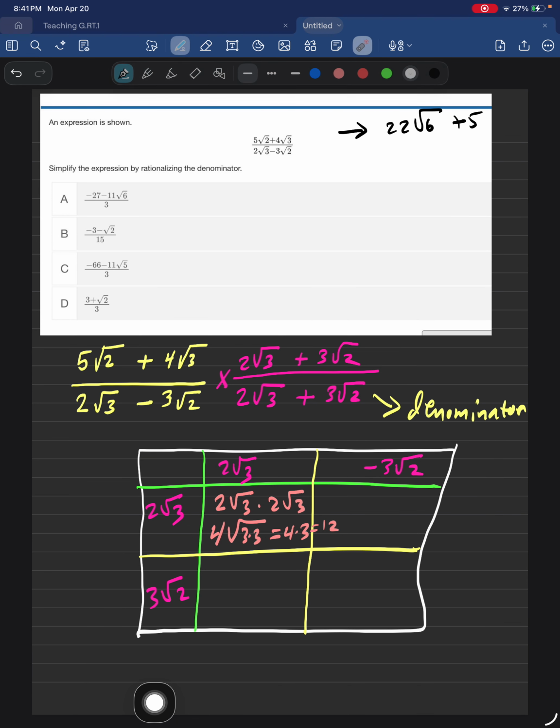Now we can keep going with 2 square root of 3 times negative 3 square root of 2 as follows. So we have 2 square root of 3 times negative 3 square root of 2. Now we have 2 multiplied by negative 3, which is negative 6. Then we have square root at this side and square root at this side. So we take the same square root, taking the 3 multiplied by 2, and then we end up with negative 6 square root of 3 times 2, which is 6.